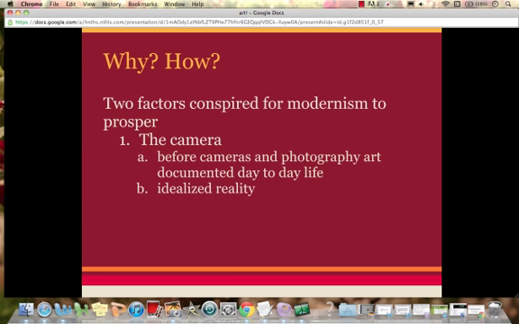So it's important to understand the background for how modernism came about. Before the modernism movement, art was used to document and to teach, and two things really helped art be more about how we emotionally interact with the world and not have to do that. One thing is the camera. The camera made it so that art didn't have to document day-to-day life. The camera was able to do the documenting for us.